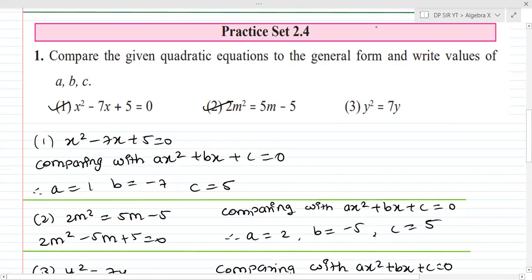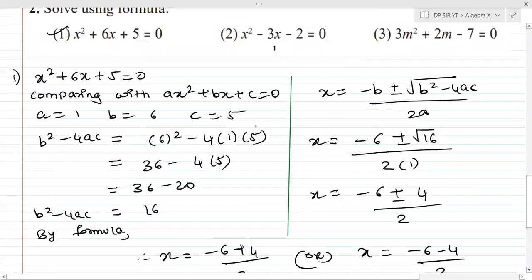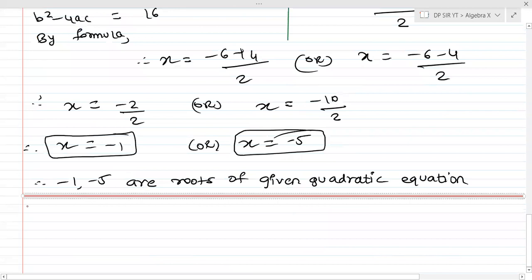So the second question is, sorry, main question number 2. Yes, here it is. x square minus 3x minus 2 is equal to 0.